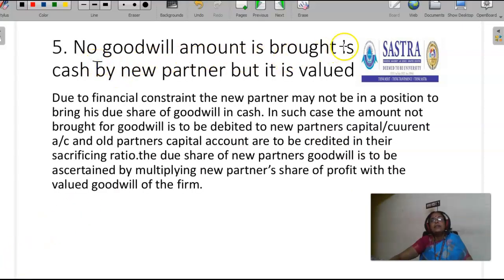No goodwill amount is brought in cash by new partner, but it is valued. Due to financial constraint, the new partner may not be in a position to bring his due share of goodwill in cash. In such a case, the amount not brought for goodwill is to be debited to new partner's capital or current account, and the old partner's capital account ought to be credited in their sacrificing ratio. The due share of new partner's goodwill is to be ascertained by multiplying the new partner's share of profit with the valued goodwill of the firm.